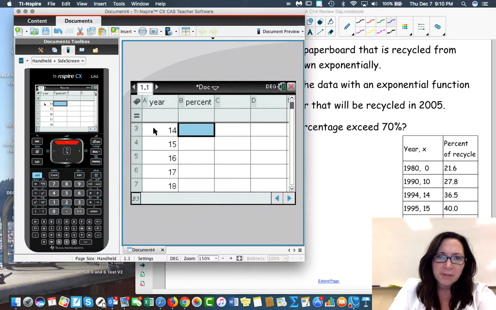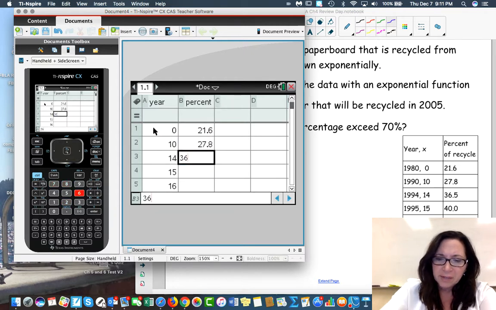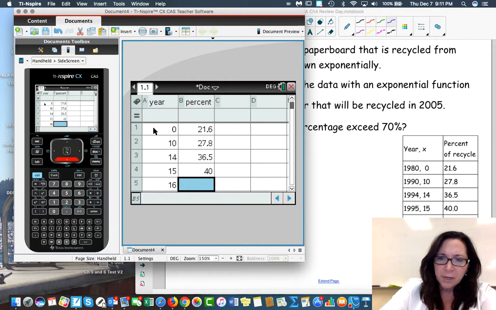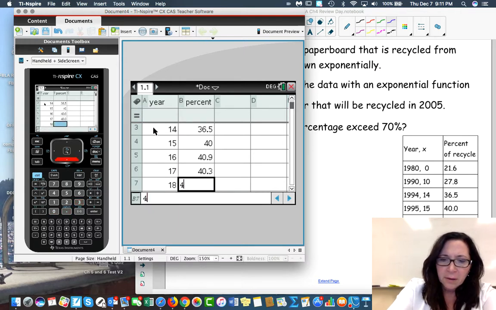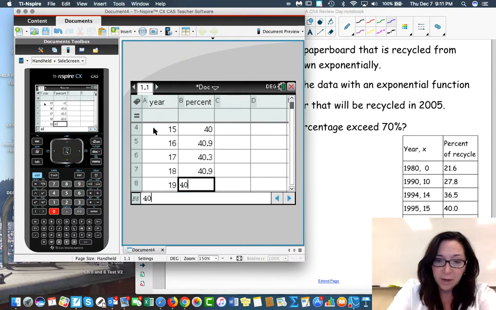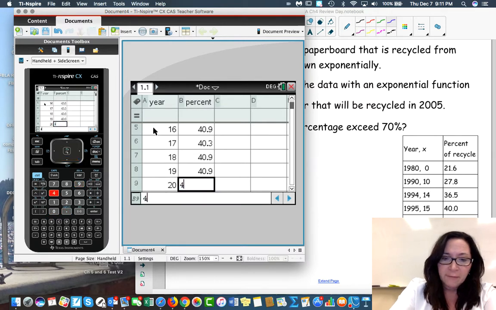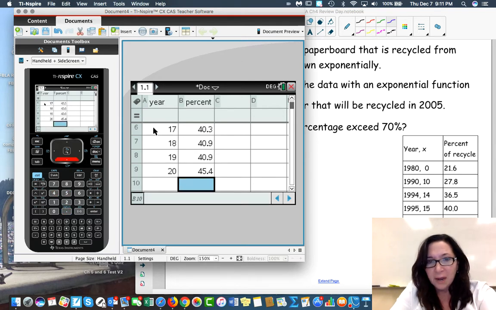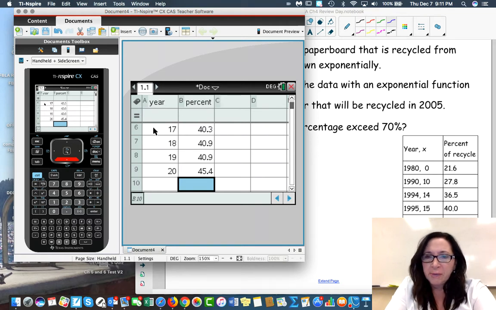Then I'm going to go back up to the top, go to 0, and then I'm going to type in my numbers: 21.6, 27.8, 36.5. I'm going to plug in 40, 40.9, 40.3, 40.9, 40.9 again, and we have 45.4. And I do have to click down out of that. Okay, so now what I have here is my information on my chart.